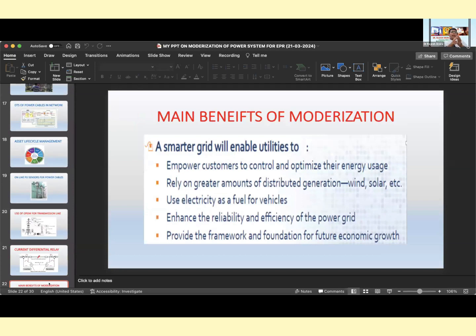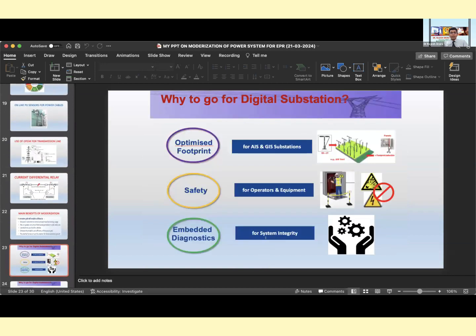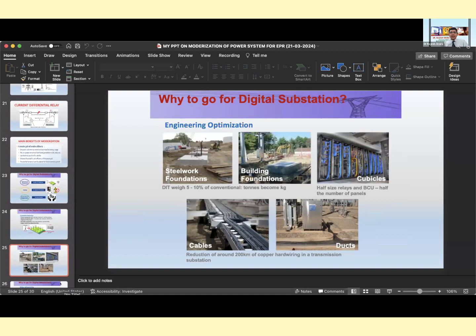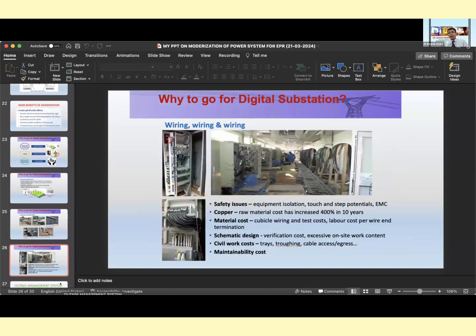These are the major benefits I have already explained. It improves the reliability, availability. It improves my efficiency. It helps in economic growth. I can integrate renewable power. I can easily do automatic detection of fault, protection, safety. It also empowers my consumers. And when I say digital substation, it also helped me to reduce the footprint. It enhanced my safety. It helped me to do the embedded diagnostics. We can do the energy optimizations. We can reduce the large numbers of cable required. Control cables are not required.